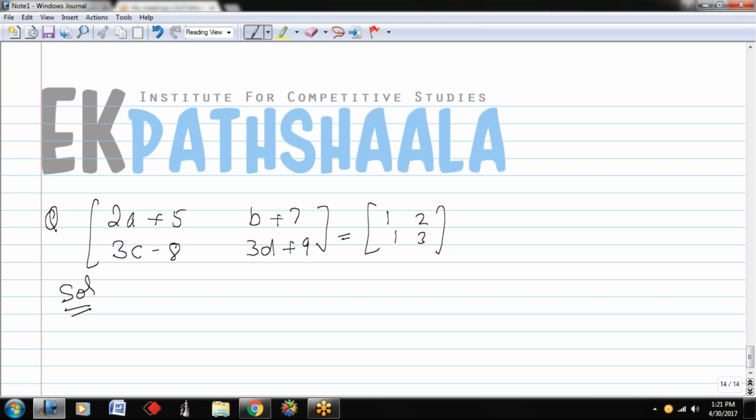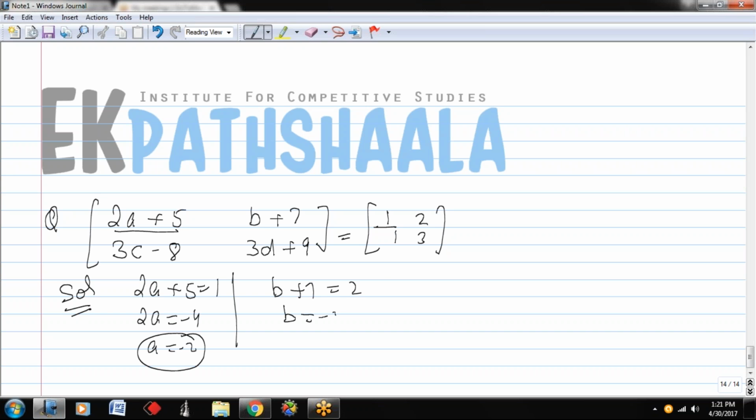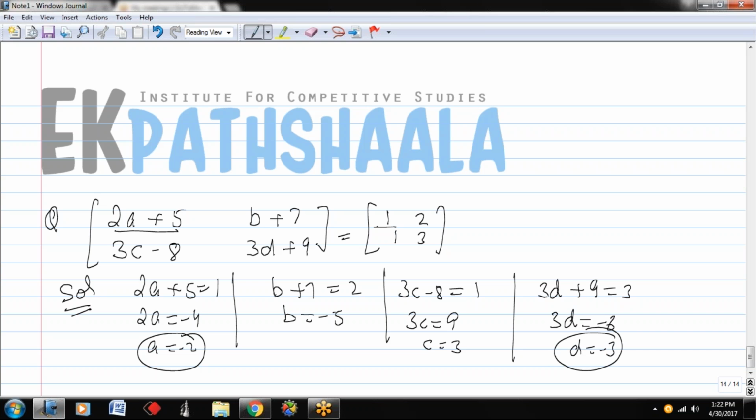Okay, let us check the answer. Equal matrix, so 2a plus 5 should be equal to 1. So this becomes 2a equals -4, so a becomes -2. B plus 7 will be equal to 2, so b becomes -5. 3c minus 8 equals 1, so 3c equals 9 and c becomes 3. 3d plus 9 will be equal to 3, so 3d equals -6 and d will be -3. So these are the values for the answer.